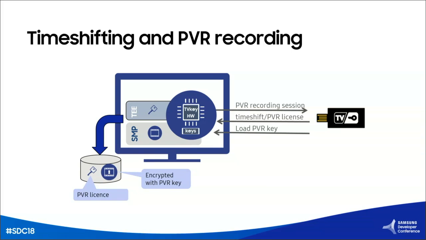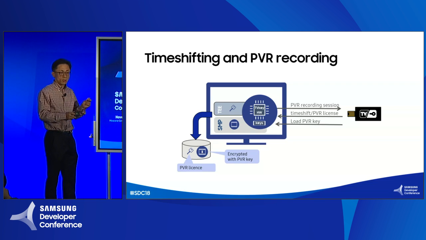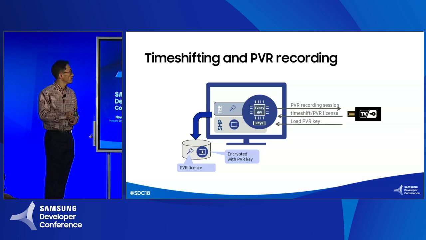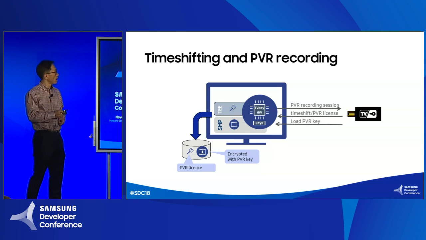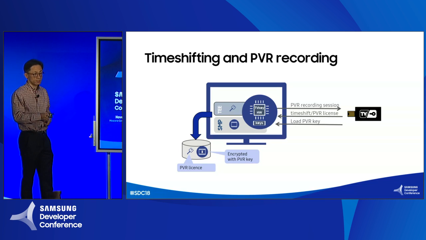The PVR recording function and time shifting function is also a key feature. This can be done with TVkey. When the user wants to record their contents, a session will be established. And then in response to this session, the dongle will give a PVR license with the PVR key. Then the TV should encrypt that content with the provided PVR key. And then the TV will store the recorded content together with the license.